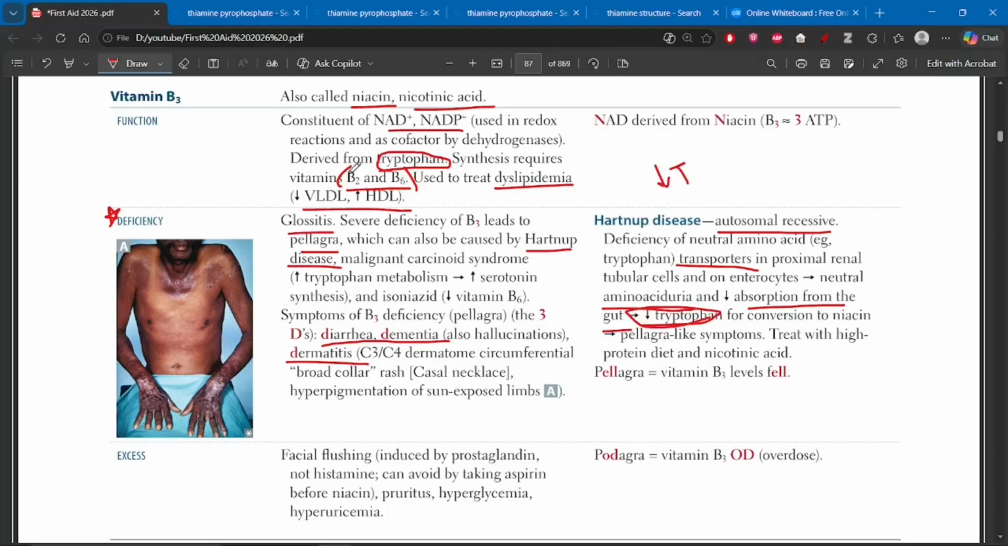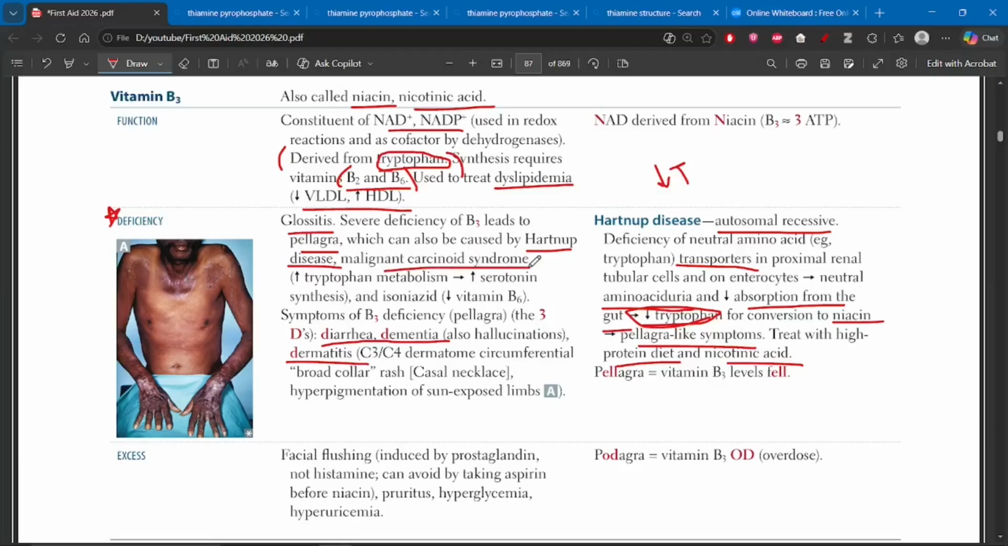And this is a problem because we studied over here that this is derived from tryptophan, right? So this is a problem. When the tryptophan is going to be less in the body, what's going to happen is it's going to lead to deficiency of niacin or vitamin B3, and this is going to give rise to pellagra-like symptoms. So in this disease, what we usually do is we treat it with a high protein diet so that we could have a good supply of tryptophan, and we also give the patient nicotinic acid. So inherently, deficiency of vitamin B3 can lead to pellagra, or Hartnup disease can lead to pellagra.